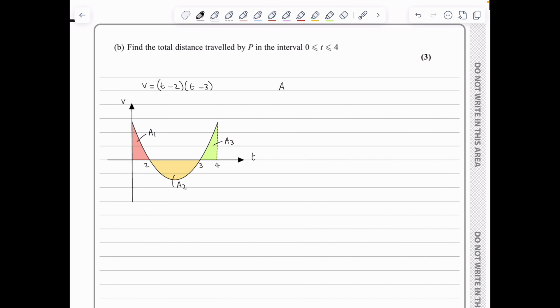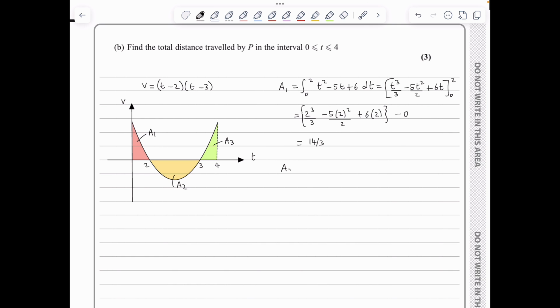So let's start with A1, which is the integral from 0 up to 2 of t squared minus 5t plus 6 dt, which is equal to t cubed over 3 minus 5t squared over 2 plus 6t, and the limits are 0 and 2. Let's plug in the upper limit, which is giving me 2 to the power of 3 over 3 minus 5 times 2 squared over 2 plus 6 times 2, and the contribution from the lower limit of 0 is simply 0. So this is giving an answer of 14 over 3.